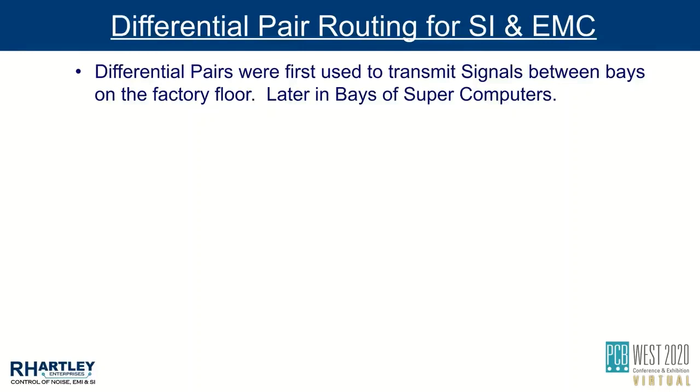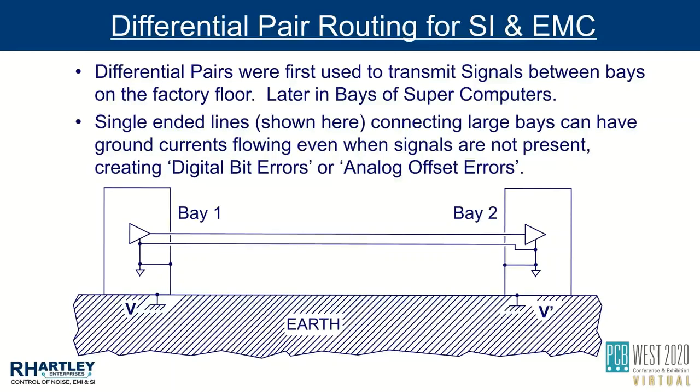Differential pairs were first used to transmit signals between bays of equipment on factory floors, and later were used in supercomputers. The arrangements shown here are single-ended signals driving from bay 1 to bay 2, and the problem this presents is the grounds. The internal grounds to both cabinets were attached back in the old days. We attached everything to the cabinet itself. And then the cabinets were attached securely to a ground plate in the floor in the factories and places where equipment was installed.